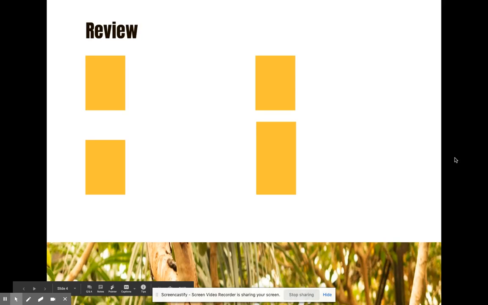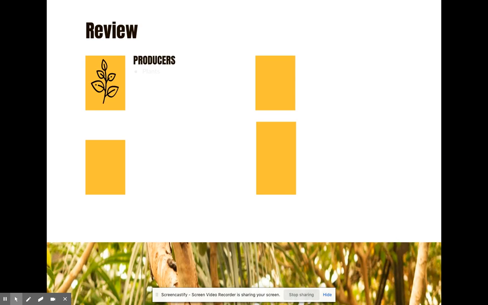So, we have learned a lot so far in this unit. Before we continue to add to what we know, let's review a little bit about what we've learned. First of all, we've learned that producers exist in an ecosystem, and producers are our plants. And they produce energy for the ecosystem through the process called photosynthesis.